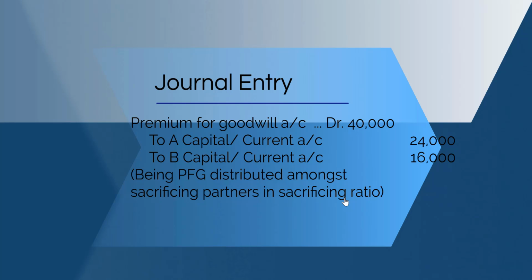The amount of premium for goodwill which has to be credited to A and which has to be credited to B is the same as discussed in the second method. The sacrificing ratio is 3:2. So A gets 40,000 into 3 by 5 and B gets 40,000 into 2 divided by 5.